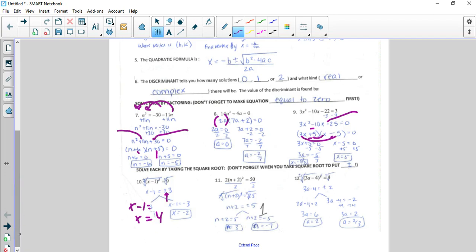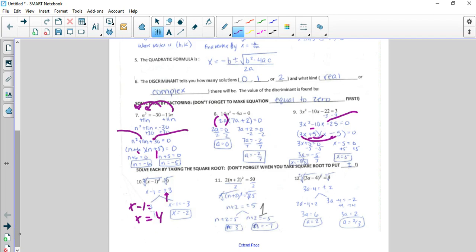Okay, now number 11, you have to get the parentheses by itself first. So we've got to get rid of that 2. You cannot square root both sides now. Let's take the square root of 50. Okay, you've got to get it by itself. So you divide by 2, that gives you 25. Then you square root both sides. And then again, remember, it's plus minus 5. So you set it equal to plus or minus 5, two separate problems, and you get your two answers.